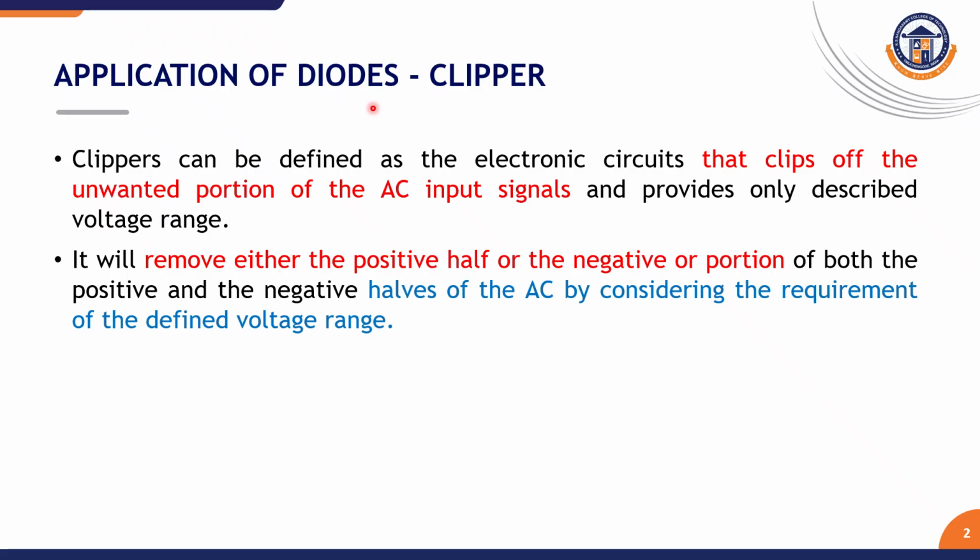So one of the applications of the diode is the clipper. A clipper can be defined as the electronic circuit that clips off the unwanted portion of the AC input signal and provides only the desired voltage range. It removes either the positive or negative half cycle of the AC input signal.